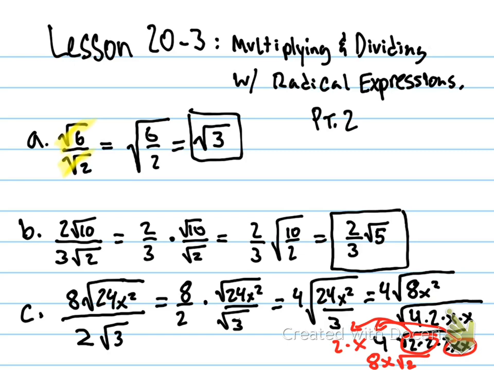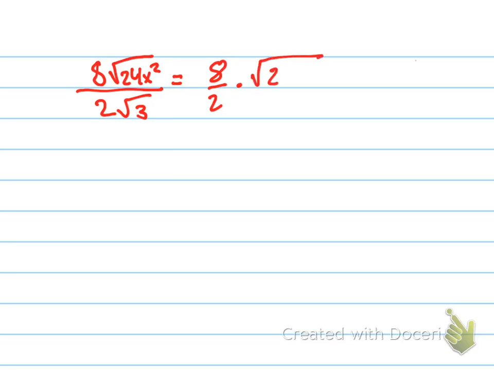I can go over it again, and I will. All right, let's go over this one more time. We have 8 square root of 24x squared over 2 root 3. We can split this up as 8 over 2 times the square root of 24x squared over 3. Oops.